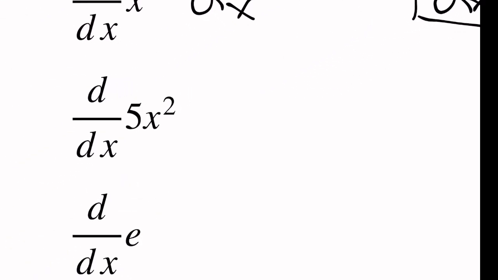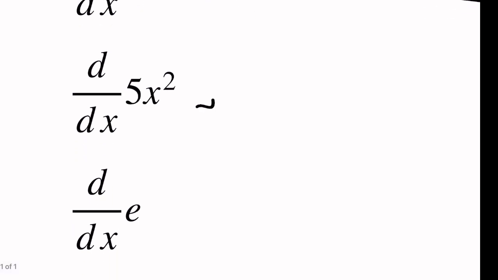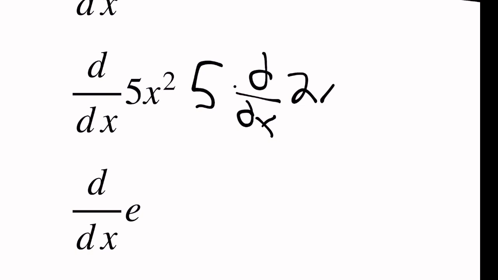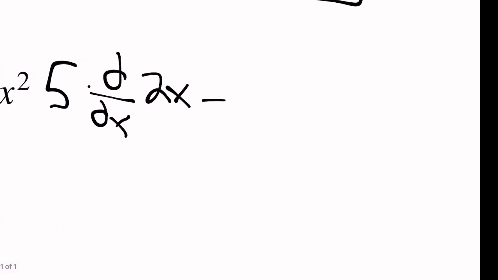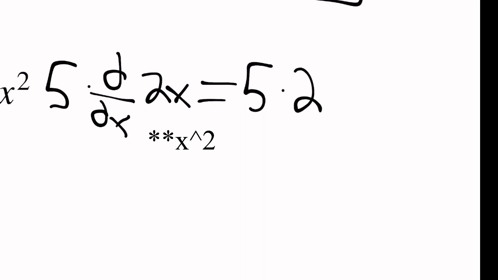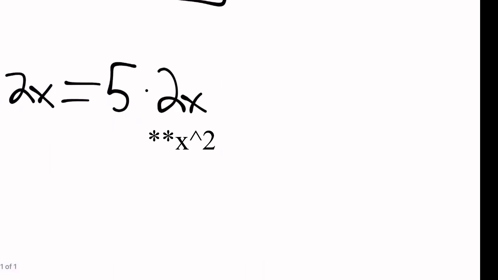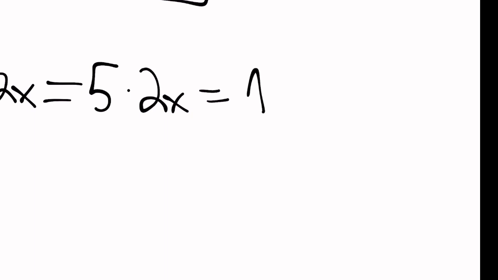Now for the next one, we need to use the constant multiple rule. So 5 times the derivative of 2x, which would just be 5 times 2x, which then is 10x.